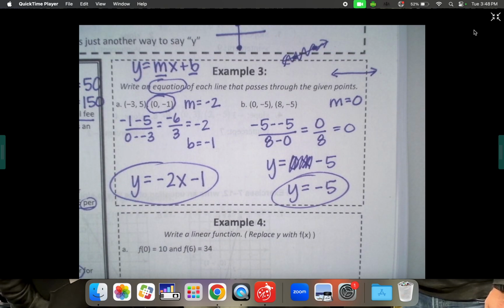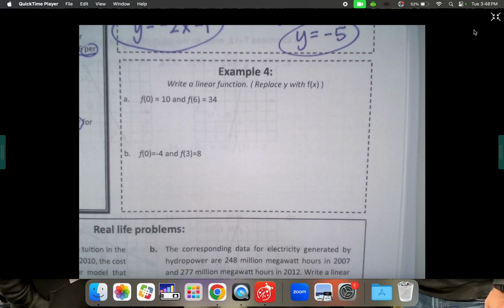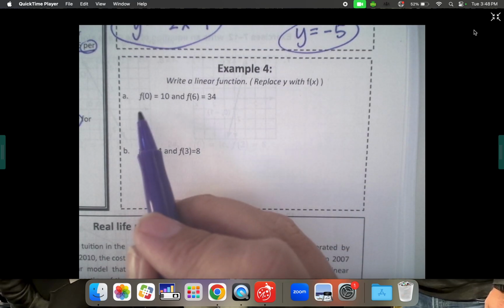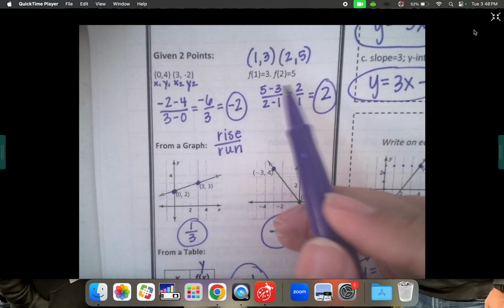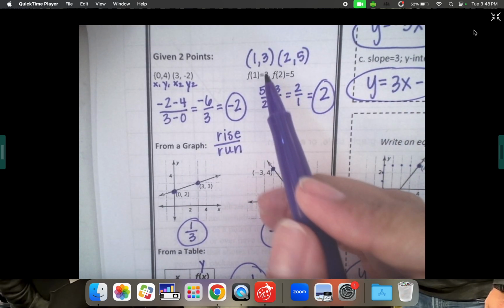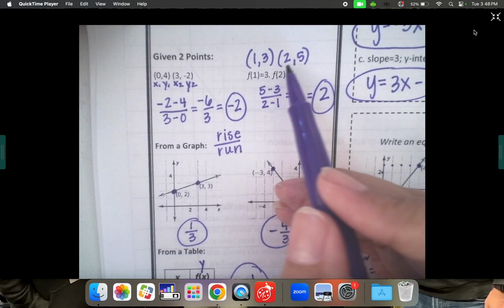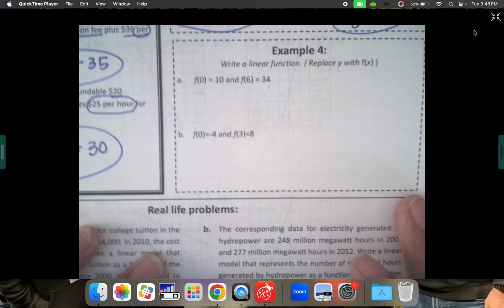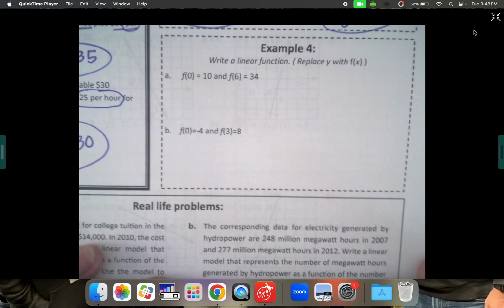All right. Go ahead and pause the video and try these two on your own. If you forgot what function notation is, we talked about it right here. But this is the same thing as an ordered pair. So when you're looking at these two, you are looking at it the same way we just did these. So go ahead and pause the video and try A and B on your own.